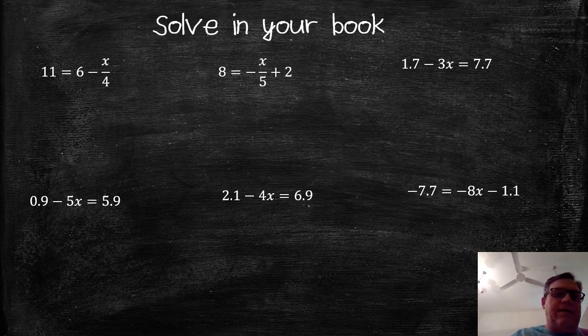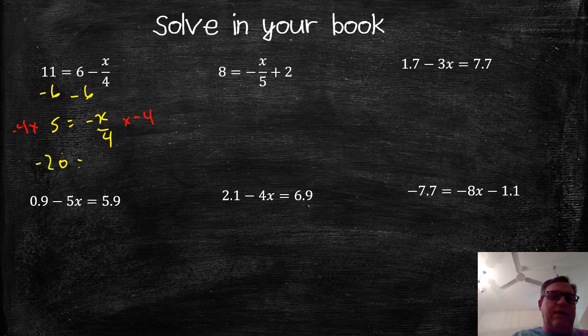Okay, so we need to take away 6. So 5 equals minus x over 4. Again, the easiest way to get a positive 1x is to multiply both sides by negative 4. So that's going to give me negative 20 equals positive x.